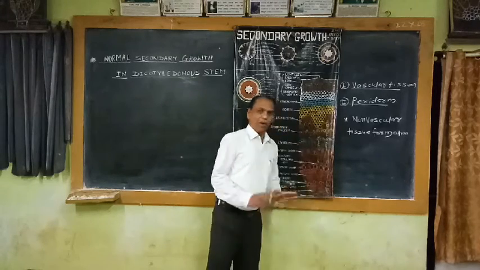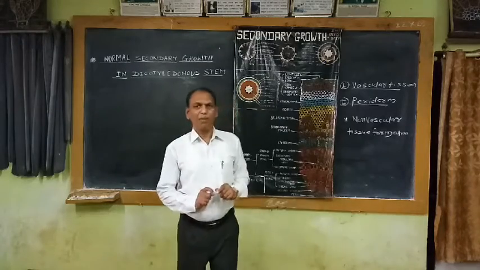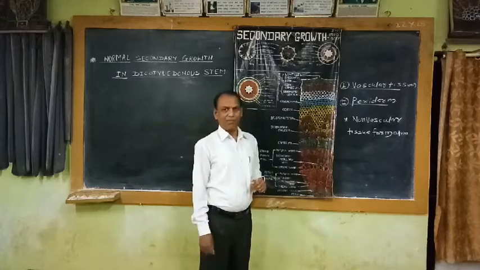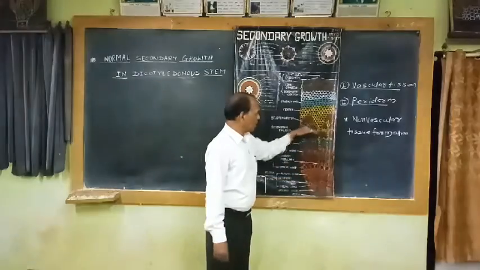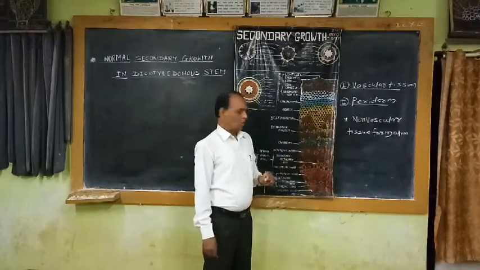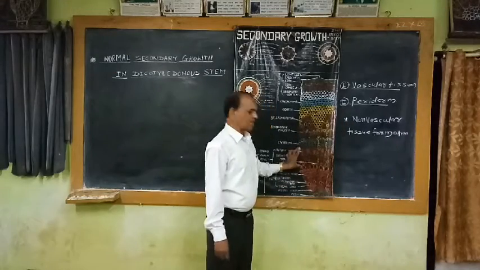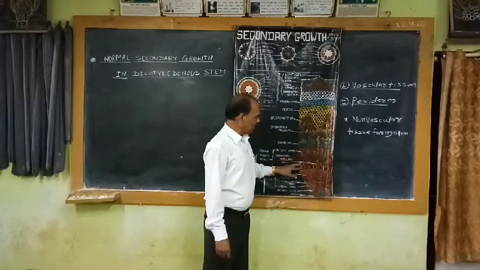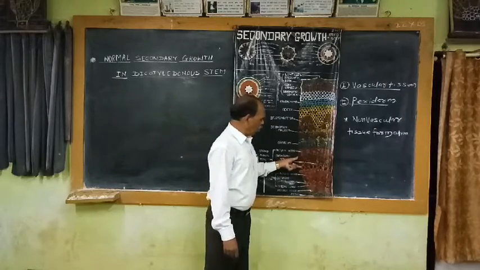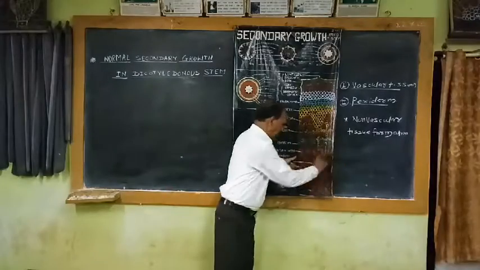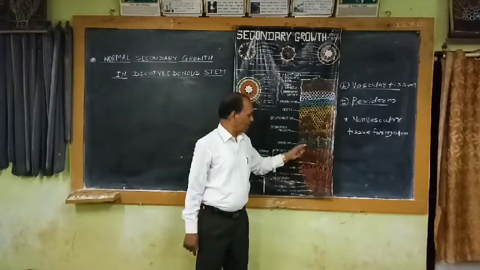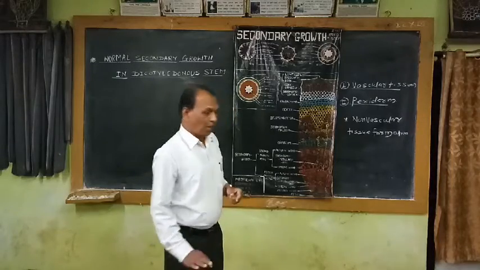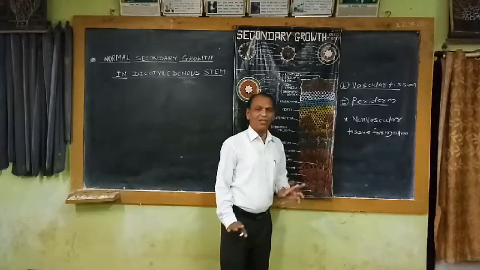That means year after year, cambium remains functional throughout the life of the plant, producing bands of the secondary xylem at its inner side and secondary phloem at its outer side. So, if we observe this band of secondary xylem, it shows large size cells and more number of cells. This large band is produced by this cambium during the favorable season. Favorable season means monsoon season, rainy season.